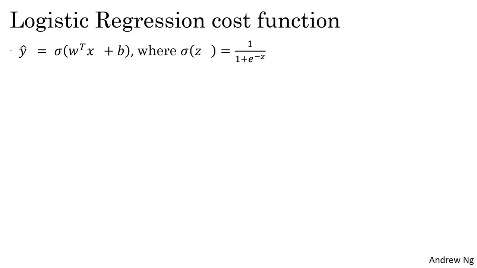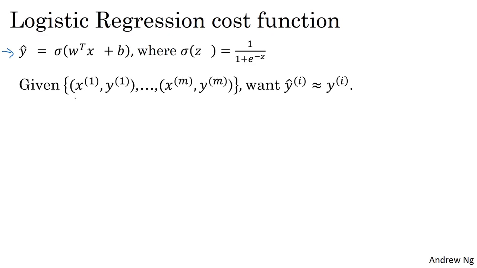To recap, this is what we had defined from the previous slide. So your output y hat is sigmoid of w transpose x plus b, where sigmoid of z is as defined here. So to learn parameters for your model, you're given a training set of m training examples, and it seems natural that you want to find parameters w and b so that at least on the training set, the predictions you have on the training set, which I'm going to write as y hat i, will be close to the ground truth labels y i that you got in the training set.